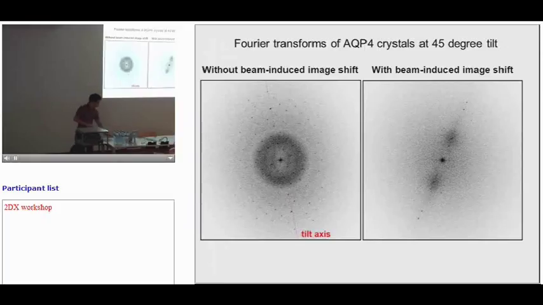In the case of the bad one, the one affected by beam-induced image shift, the spots along the tilt axis are visible, whereas the spots perpendicular to the tilt axis disappeared.